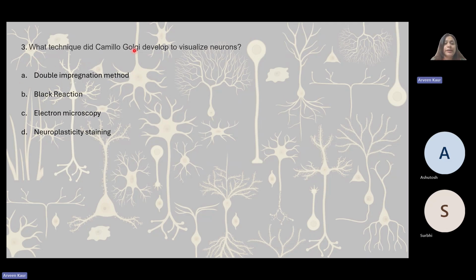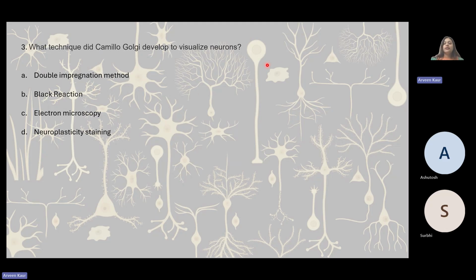What technique did Camillo Golgi develop to visualize neurons, right? Was it the double impregnation method, or the Black reaction, or electron microscopy, or neuroplasticity staining, right? So which one of these was developed by Camillo Golgi?